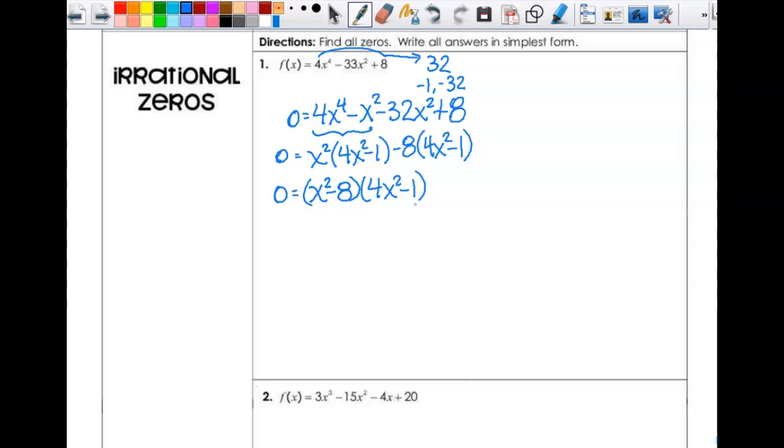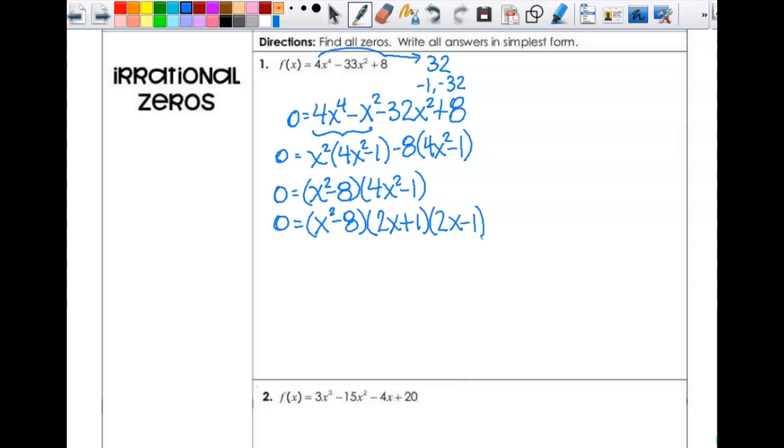What questions you got about that? We get all so far on the factoring part of it? Okay, so can I factor this some more? Yes, this is a difference of squares. This one is not, but this one is. So 0 equals, I'm going to leave that x squared minus 8. Then this is going to give me 2x plus 1 times 2x minus 1. Okay, so at this point, I have factored it as much as I can.